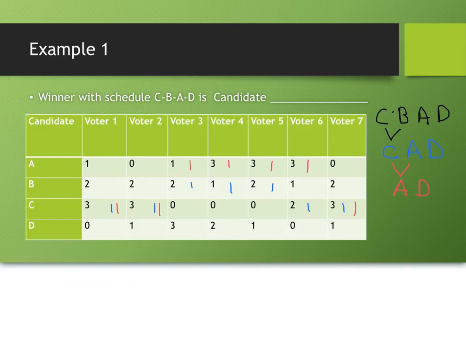A versus D. Well, actually I'll do this in purple. A, D, D, A, D. So 4 votes for A means that A wins. So candidate A wins in that situation. All right. So there you go. With that schedule, candidate A wins.